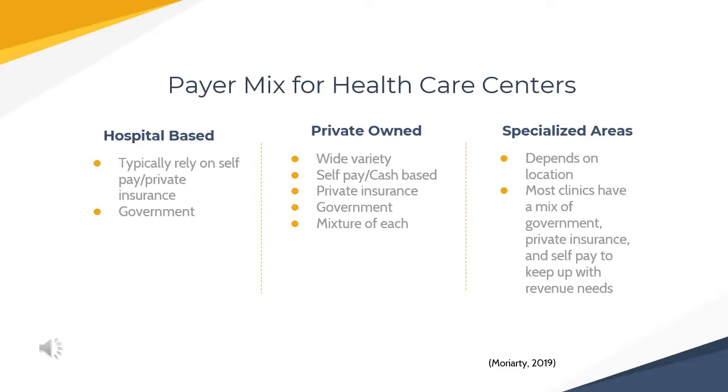So starting with hospital-based, insurance companies and self-pay patients compensate hospitals at a higher rate than government programs. Government programs typically pay less than the actual cost of patient treatment, leading to hospitals losing revenue. This is why many hospitals rely on self-pay and private insurance. Moving to privately owned, they have a wide variety of just self-pay, private insurance, or government, or a mixture of any of the three in order to pay them. And lastly, for specialized areas, it's pretty much the same as privately owned. It just kind of depends on the location where they are being accessed.